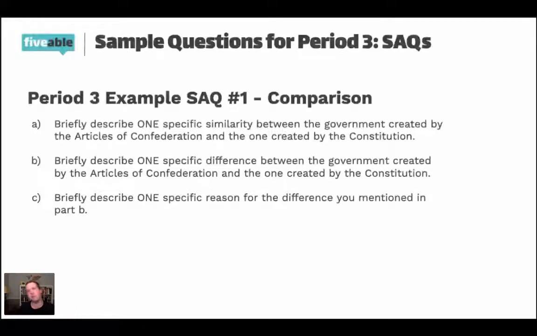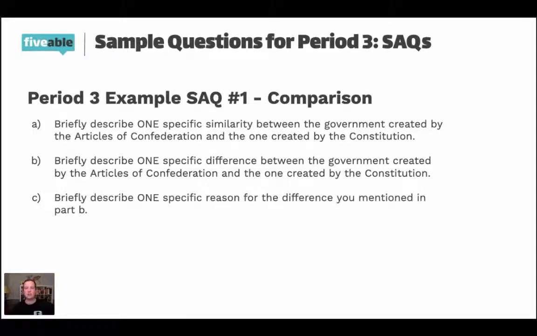Let's see. I'm thinking here. We got states being disproportionate, kind of like what we talked about earlier. Is it one per state, or is it going to be by population? The Constitution has both. The Articles of Confederation only has one vote per state, whereas the Constitution sets up the Senate having two.